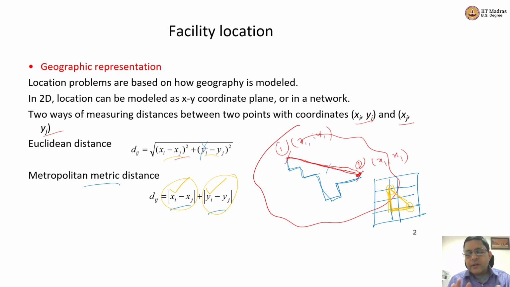So what is the first important dimension to be considered in location problems? How are we going to measure distances, right? Are we measuring distances using the square root formula or the separation of x and y coordinates?